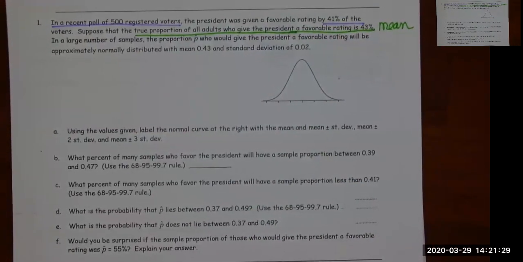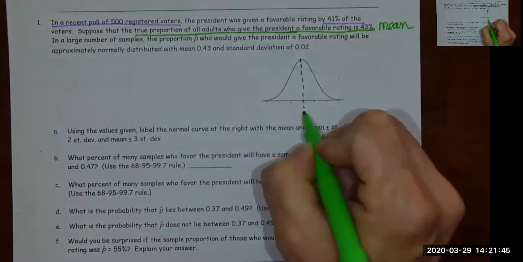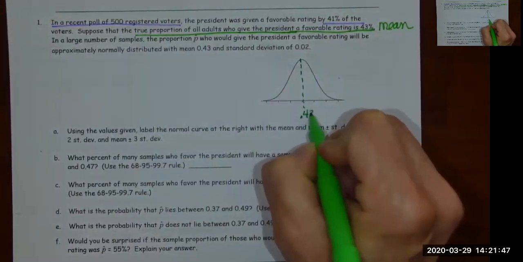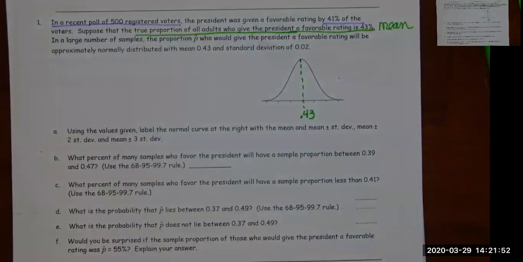In a large number of samples, the proportion who would give the president a favorable rating will be approximately normally distributed with a mean of 0.43 and a standard deviation of 0.02. So this is the mean. Now what we're going to do here is fill this in, and that will allow us to use our empirical rule. Who remembers what the empirical rule is? Raise your hand.